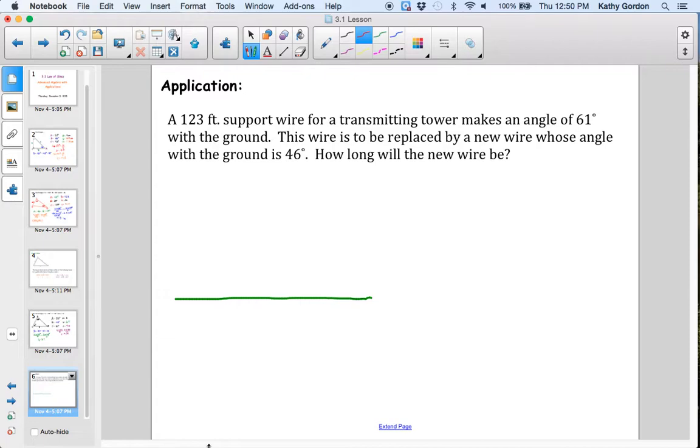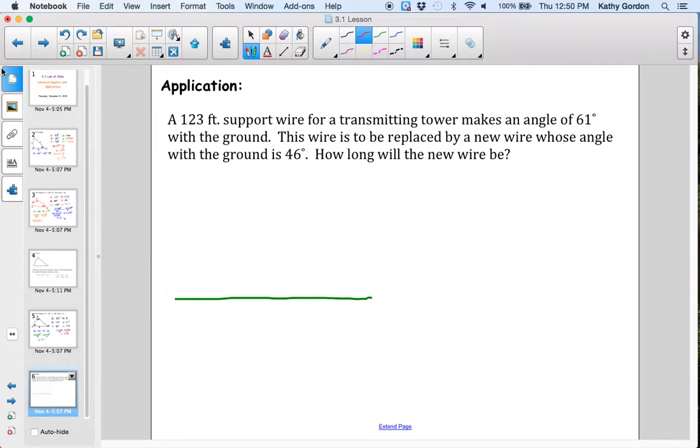Alright, so there's my ground. What's my tower going to look like? How should I draw my tower? Like this? That's your water. Do you think that's what my tower looks like? No. Probably not, or it'd fall over. Okay?